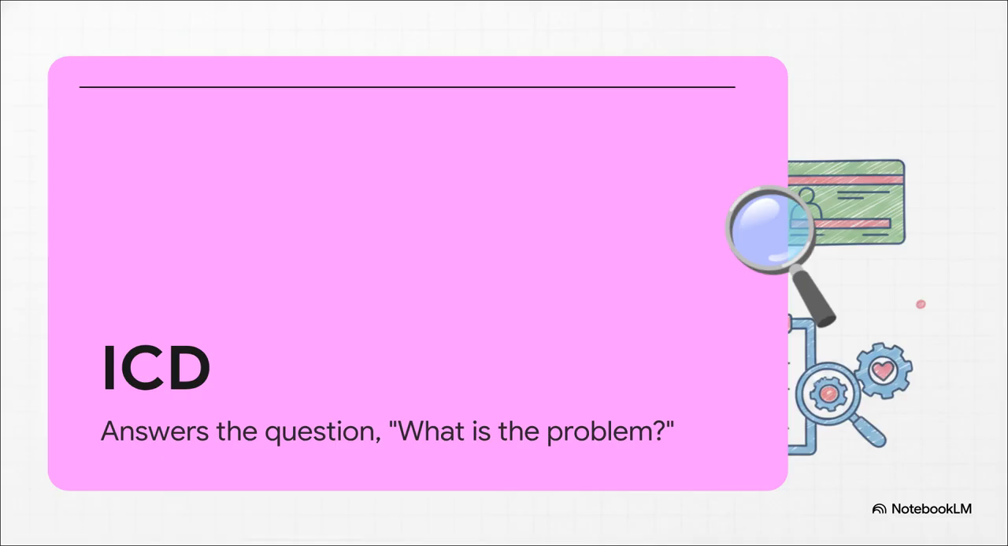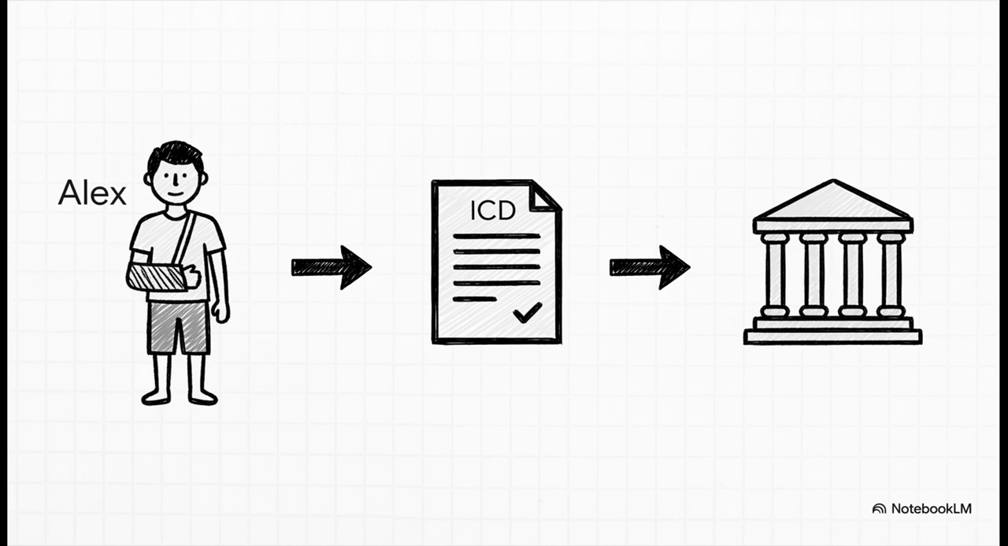ICD stands for International Classification of Diseases. And its one and only job is to answer the question, what's the problem here? It's the official diagnosis. So for our patient, Alex, it's pretty simple, right? The ICD code basically tells the insurance company, hey, the reason Alex is here? Broken arm. That's it. It's the diagnostic part of the story. But that's only half of it.